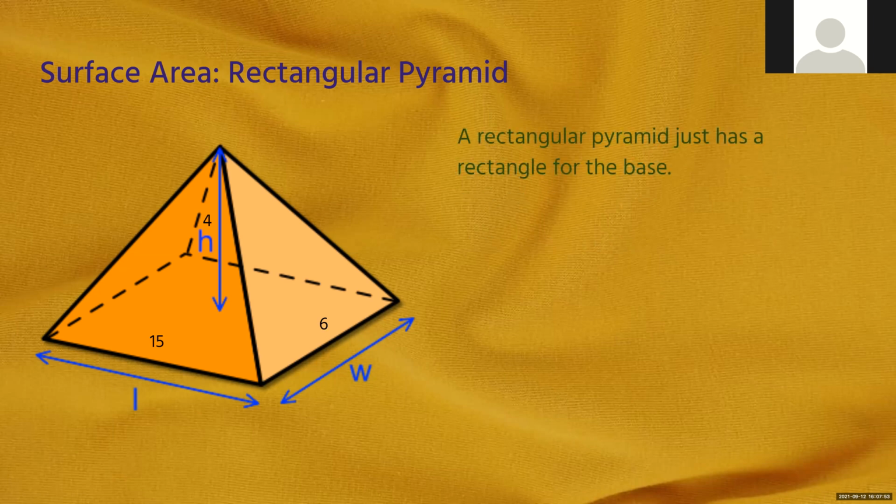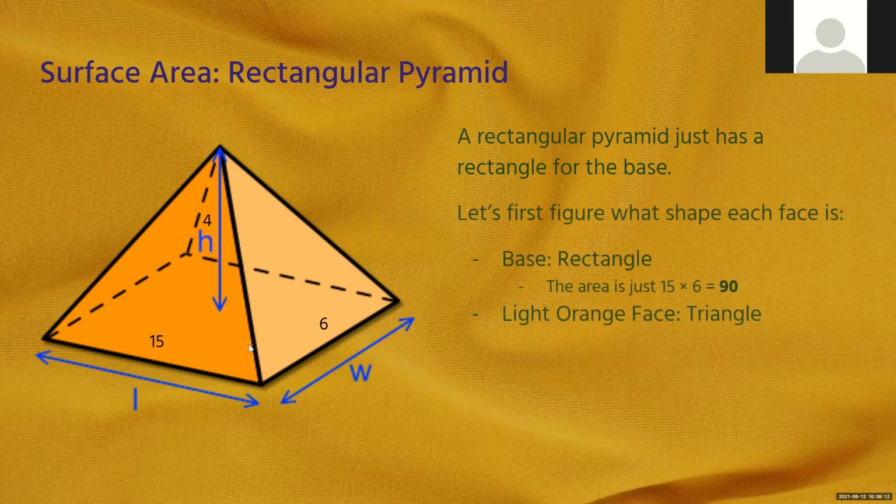So let's just list out the types of faces it has. It has a rectangular base, or a rectangle for a base, and it has 4 different triangles. However, these triangles that are on opposite sides of each other have the same area because they have the same base and the same height. So we can see that the base has an area of 90. So we have gotten that out of the way. Now we just have to find the area of this light orange face and this dark orange face.